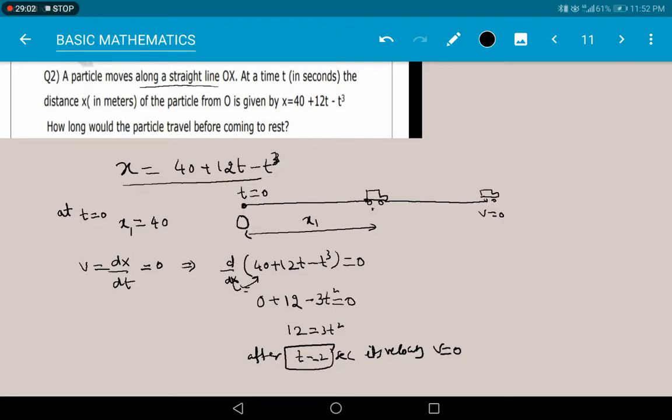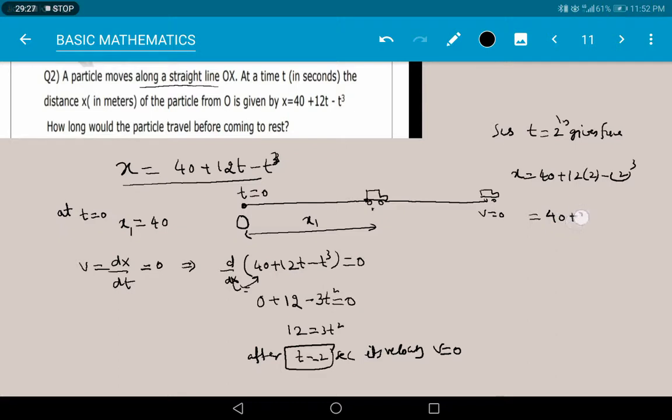So until its velocity becomes 0, how long it will travel, you can write. So substitute t equals 2 in the given function. So what is the given function? x equals 40 plus 12 into 2 minus 2 cube.